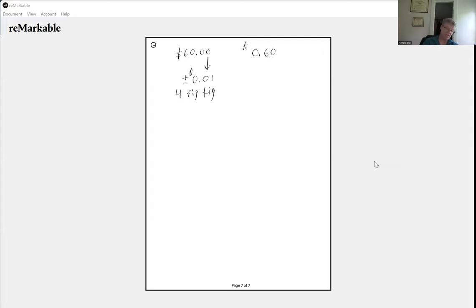Okay, this zero here is significant. Why? Because I did not have to write it. I could have just as easily written 0.6, would have meant the same thing. So that zero is significant. This zero here, while important, is not significant. Why? Because I had to write it. I absolutely had to write that zero in order to place the decimal point.